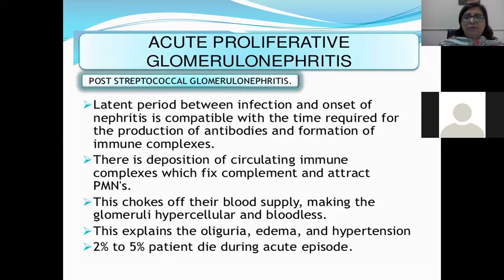Because of the increase in cellularity, this will choke the blood supply within the glomerular capillaries. The glomeruli become bloodless, meaning there will be less blood in them, and they will appear hypercellular, with increase in the size of the glomerulus. This explains the oliguria, edema, and hypertension, which lead to the nephritic syndrome. 2 to 5% of these patients can die during the acute episode, but it is a disease which usually reverts back to normal. In most of the cases, the patient becomes normal.